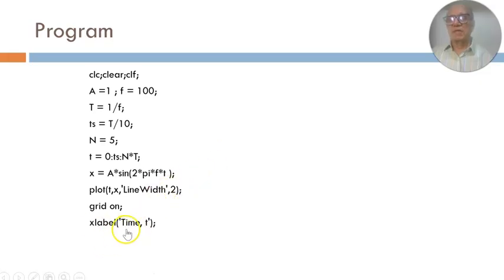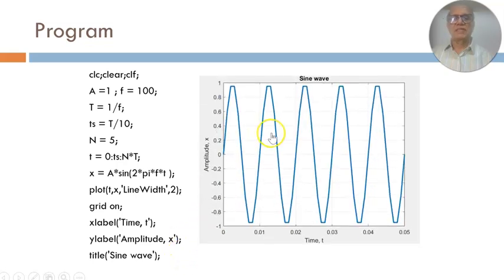Then xlabel. What is the label for the x-axis? So you write time t. Again, this is under your control. You could have written just t only. In this case, I have written time t. Then ylabel, amplitude x, title, sine wave. So once you enter this program and execute it, you will get this graph.